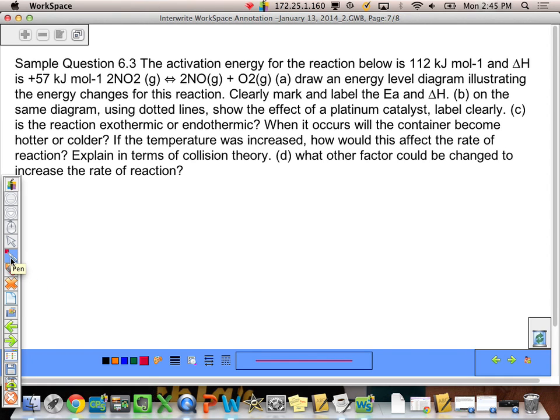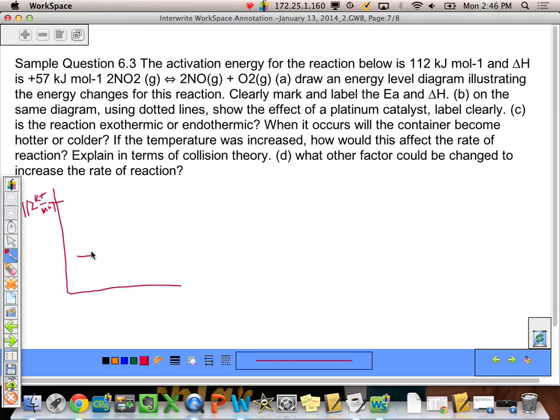So, we first notice that it is telling us that we are changing the energy, and we've got, let's put this, we're not doing it to scale, but let's put our 112 kilojoules per mole up here, and we know that it takes some energy to get there. We also know that the delta H is a positive 57 kilojoules per mole.